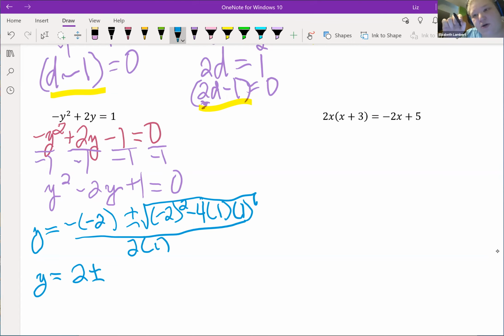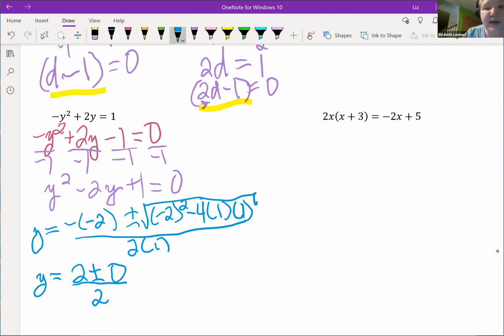We actually got this earlier with completing the square, when we got a 0 before we would square root. All over 2. So 2 plus 0 or 2 minus 0 is the same thing. This is a double root. This is what it looks like when you get a double root out of the quadratic formula.